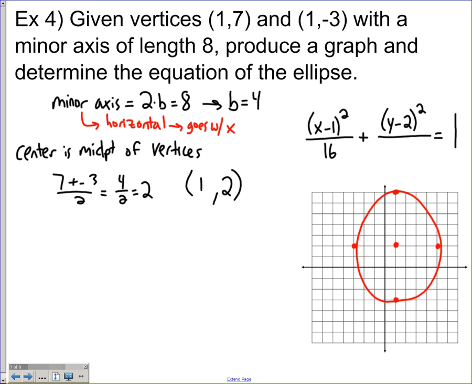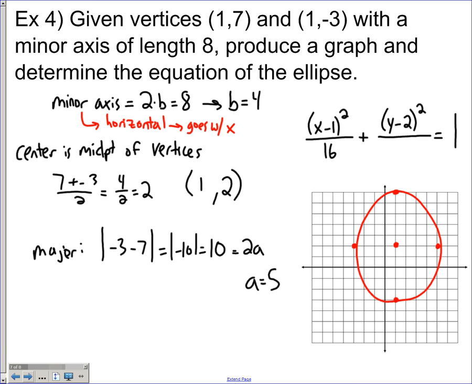All right, last thing we need to find is our a value. And our major axis from 7 all the way down to -3. If I want to know the distance, I can take the absolute value of the difference between them. So -3 minus 7, absolute value of -10 is 10. Or I could look at my graph. You can see from 7 down to -3 is a distance of 10. That's equal to twice a. So a is equal to 5. I'm going to square that and put it underneath the y term. I get 25.